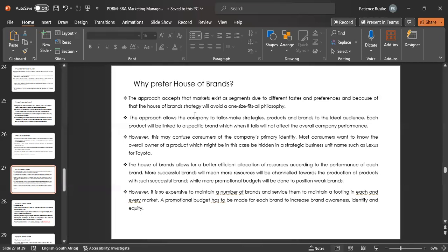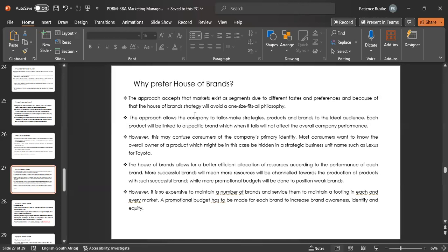However, this may confuse consumers about the company's primary identity. Because for me, to be honest, I didn't know that Lifebuoy is a product of Unilever, and so is Dove. There's some form of confusion about who is the main producer of these brands, right? Like I've said, most consumers want to know the overall owner of a product, which might, in this case, be hidden in a strategic business. An example is Lexus for Toyota.